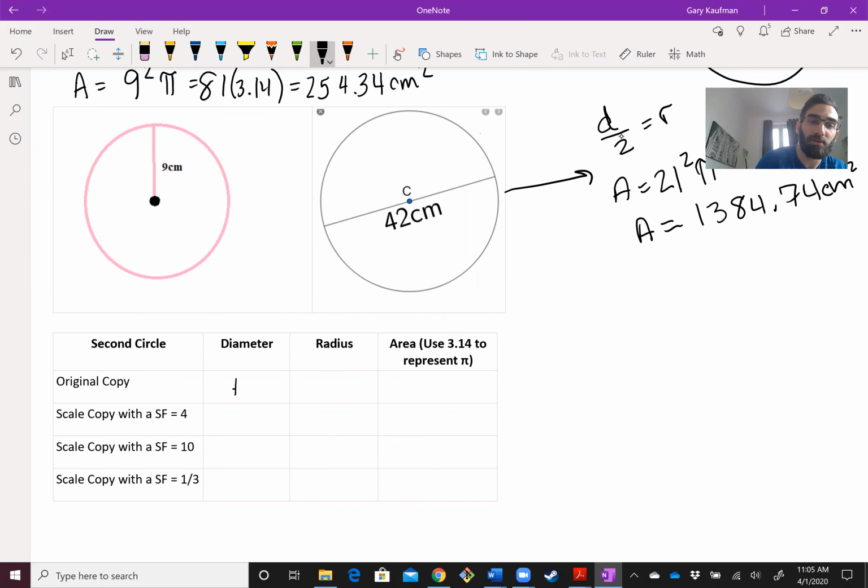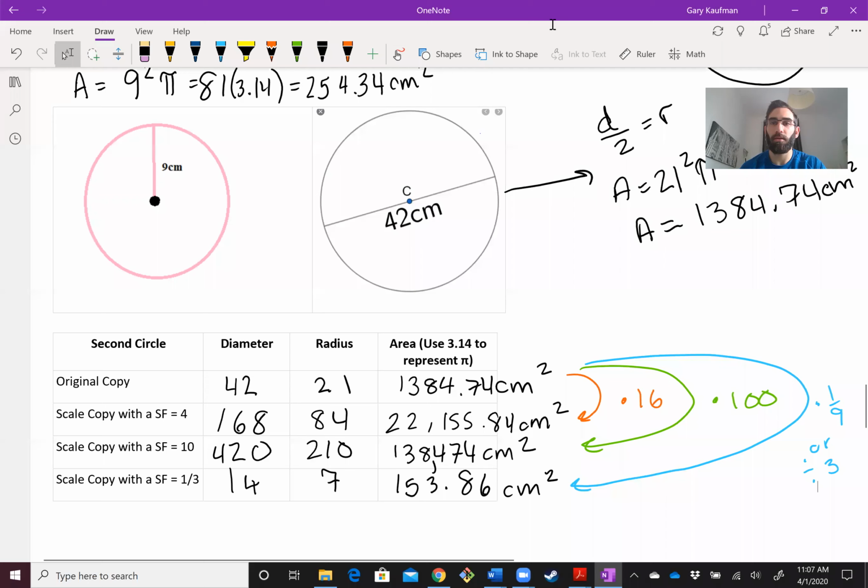We're going to do one last exploration, and we are going to be using the second circle. So we know our diameter is 42, so our radius is 21. We use 3.14, and we get 1,384.74 centimeters squared. Now, my goal is for you to not need to fill in the diameter and radius, and to go straight to the area using the patterns you've observed. So see if you can do that. Otherwise, find the values of the diameter and radius and then find the area. Go ahead.